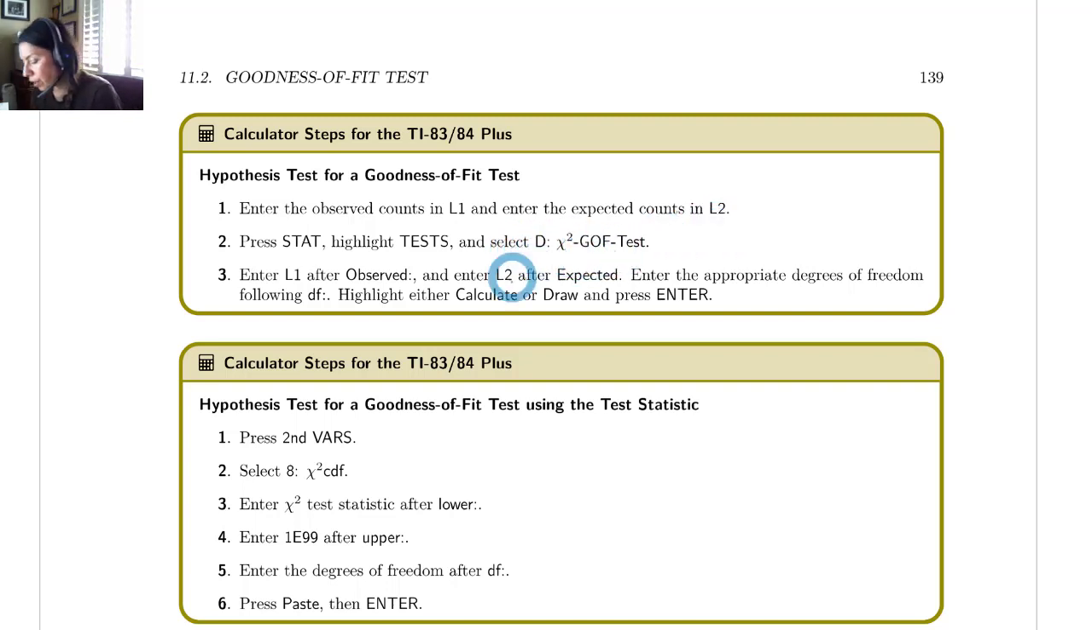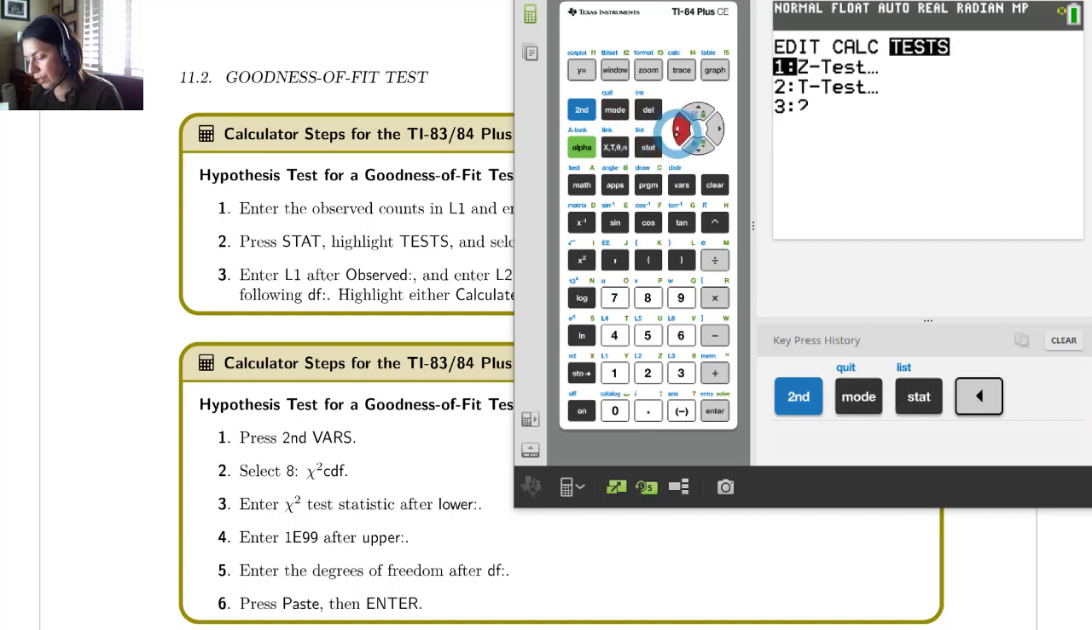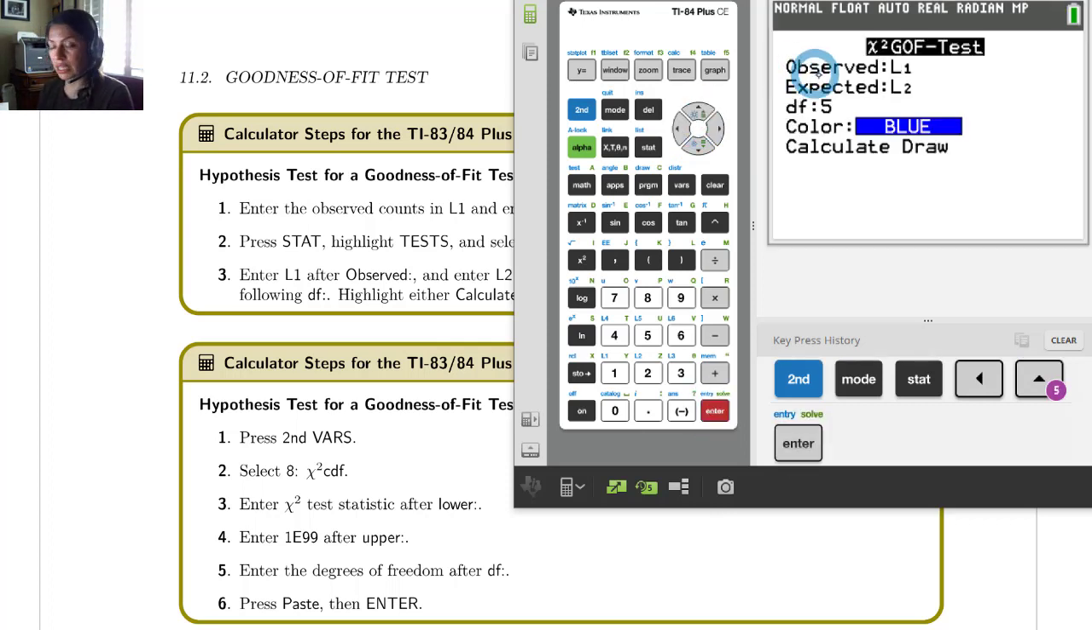So if we go to the calculator, go to stat and go to test, and hit up, you'll see all these other tests we haven't touched. As promised, we're using all of them. Notice D is chi-squared GOF test. So highlight D and hit enter. You can see it already knows what it's doing. You need the observed and the expected, and then put the degrees of freedom, which is the number of categories minus 1. Then calculate or draw it however you want to do it. Don't forget that the degrees of freedom is just the number of categories minus 1.